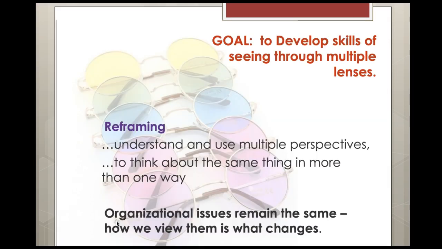So the goal then is to develop skills seen through multiple lenses, to reframe our thinking, to look through each one of these lenses and observe what we see going on in an organization. So the issues remain the same, however, how we view them is what changes. Most people go on to be organization consultants, and you need to know what you are looking at in an organization. Where are there issues? What can be improved?